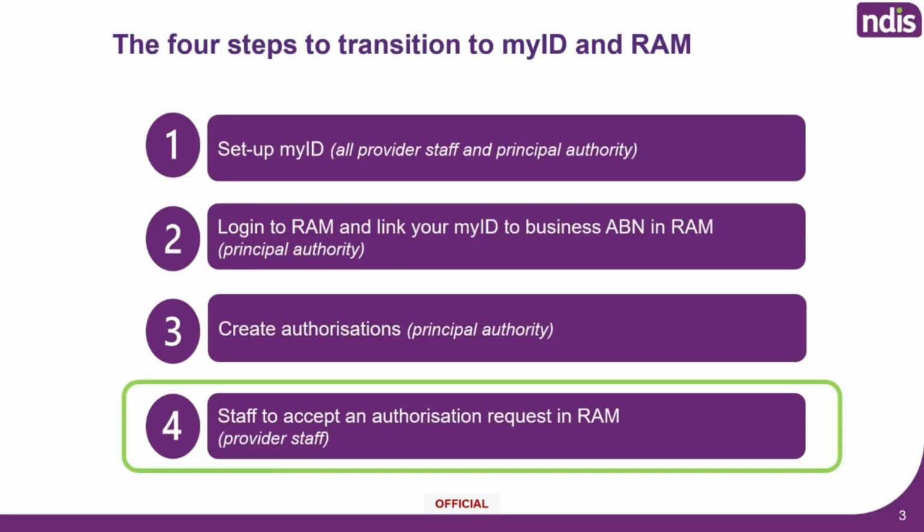The 4 steps to transition to myID and RAM are Step 1, setting up myID. Step 2, logging into RAM and linking your myID to the business ABN in RAM. Step 3, create authorizations. And Step 4, staff to accept an authorization request in RAM. In this video, I will focus on Step 4, which is staff to accept an authorization request in RAM.